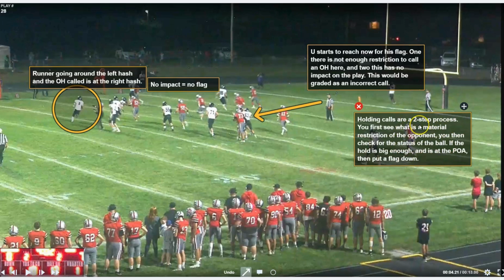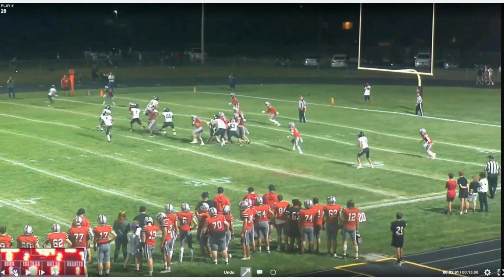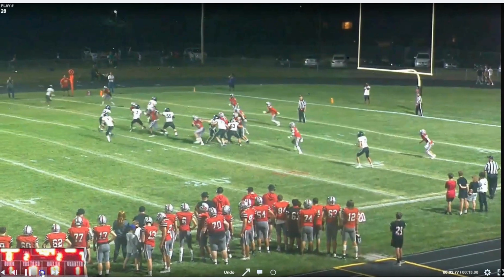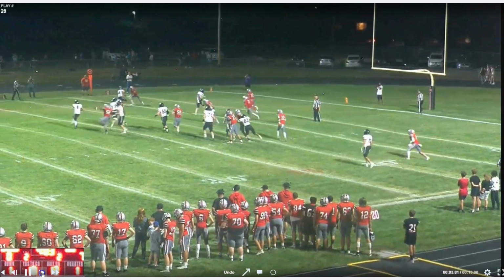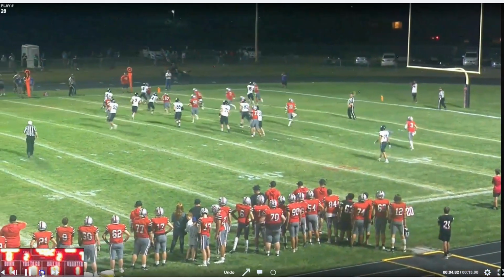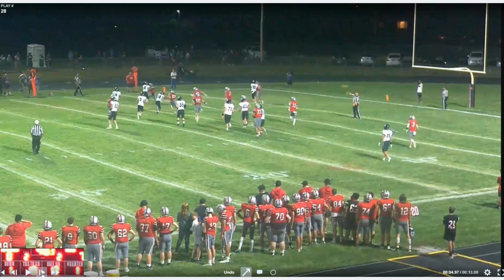My next note, holding calls are a two-step process. First, you see that there's a material restriction, and then you check the status of the ball. Put this in slow motion and take a look at this block. Again, there's just not a restriction there. All right, so that's not an offensive hold that we would want.